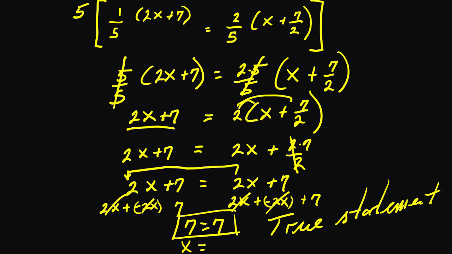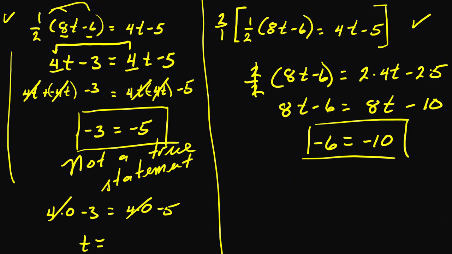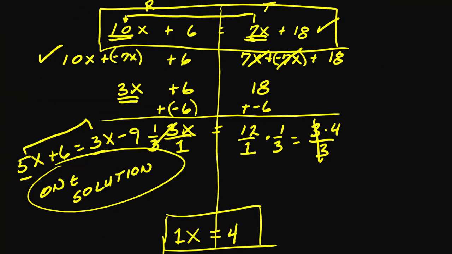There was here, we got something that looked like this. That's not a true statement. That means there are no solutions. And in this case, we just got x equals 4. That means there is one solution. All right, that pretty much wraps that up. You know what the secrets are now, right? Try to remember those.